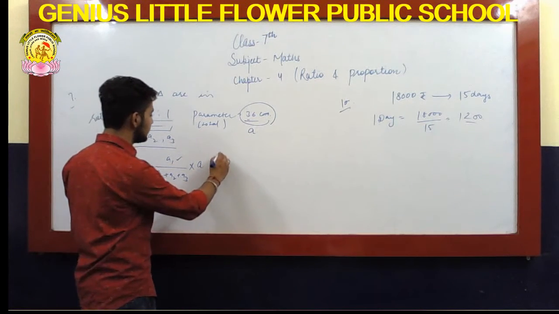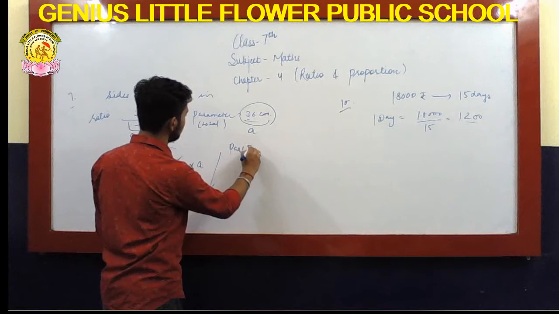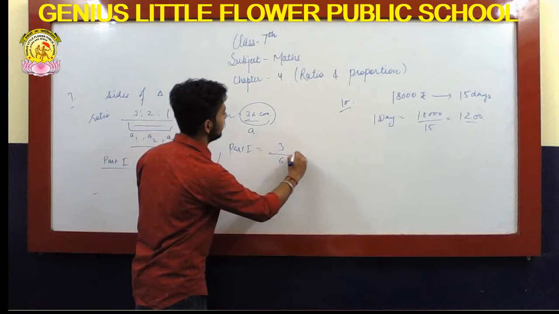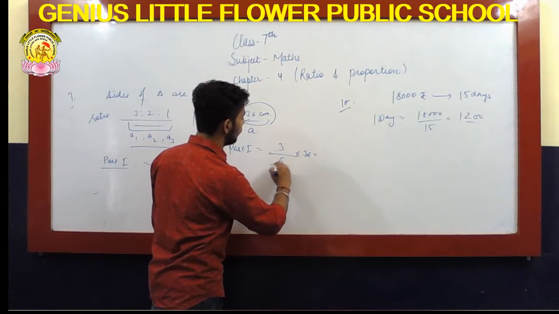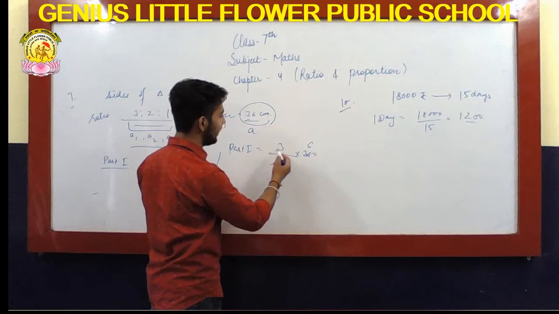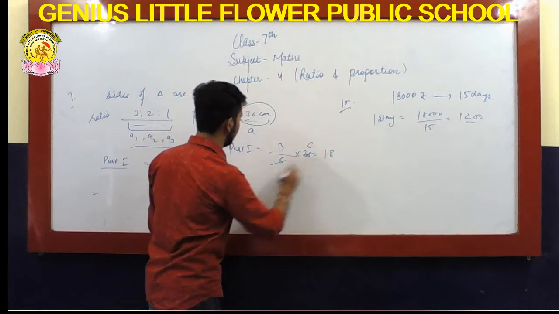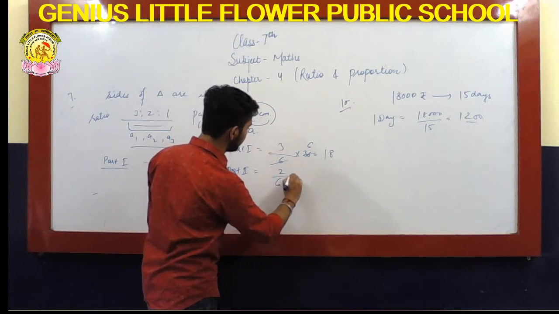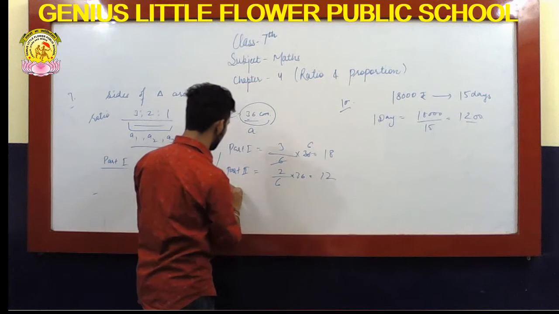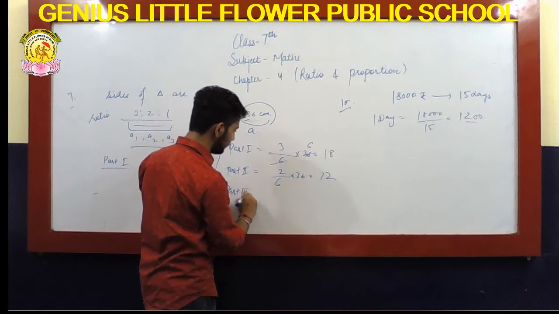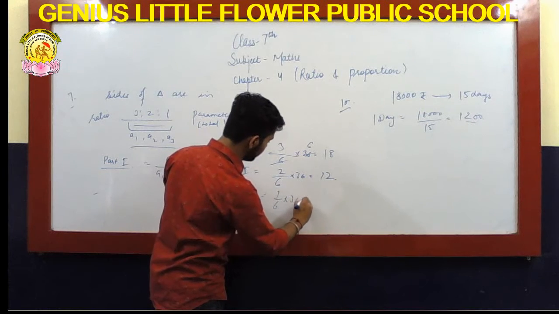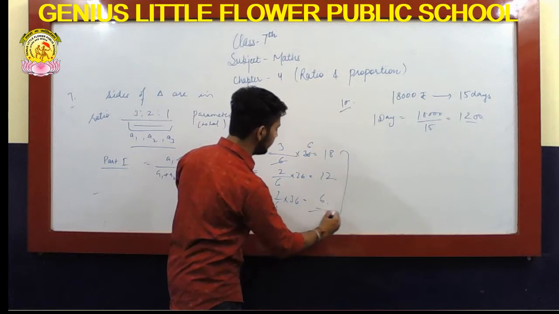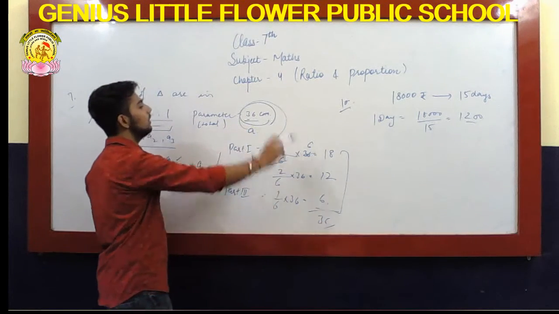So what are the exact answers? For part 1, by replacing these values, we have 3 divided by 6 into 36. 6 cancels with 36, 6 threes are 18. For part 2, 2 by 6 into 36, which gives you 12. In part 3, 1 by 6 into 36, which gives you 6. When you total these, you will get 36, the exact same number as the perimeter.